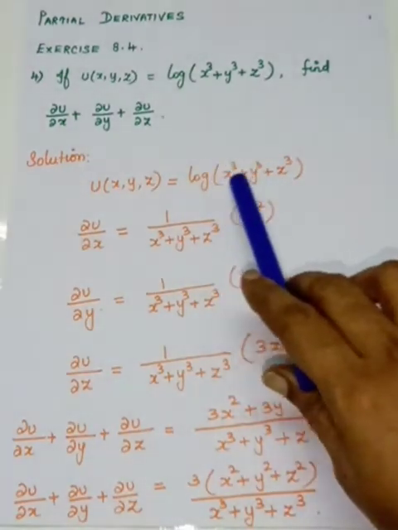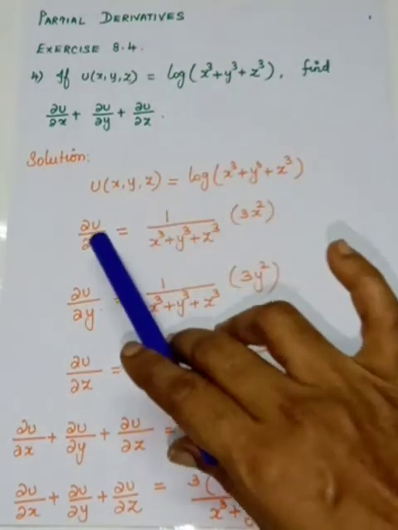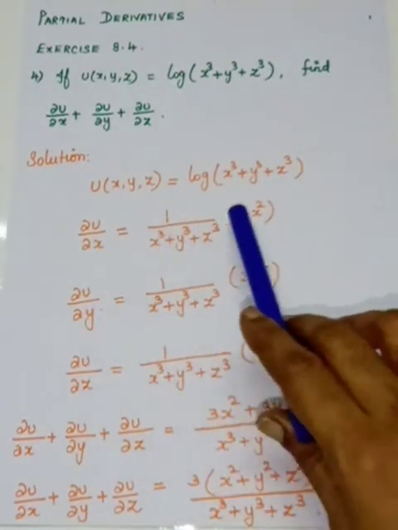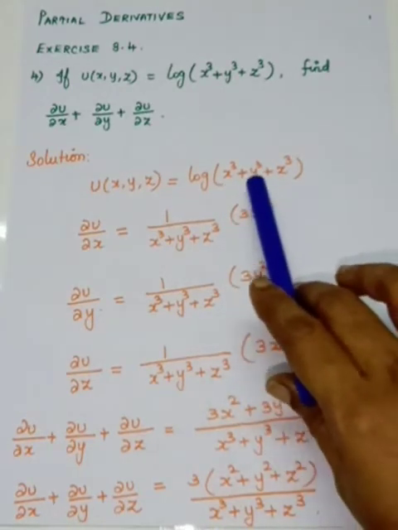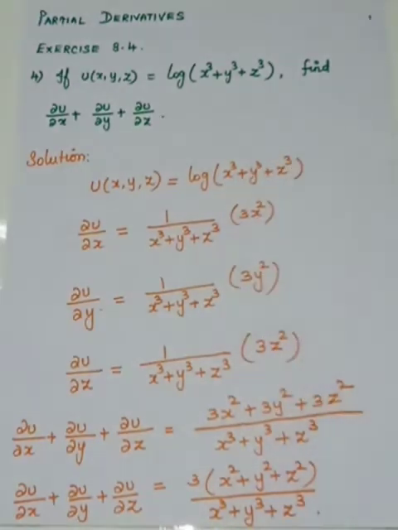And this x cubed plus y cubed plus z cubed has to be differentiated partially with respect to x. So x cubed differentiation is 3x squared. y cubed plus z cubed is a constant, whose differentiation is 0.